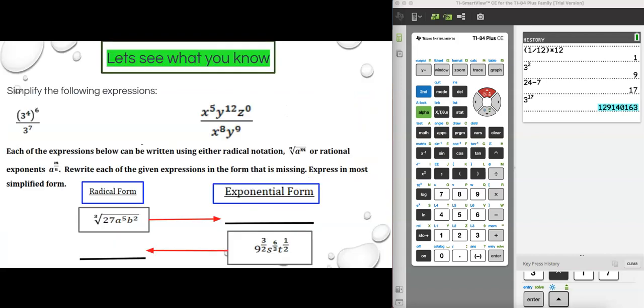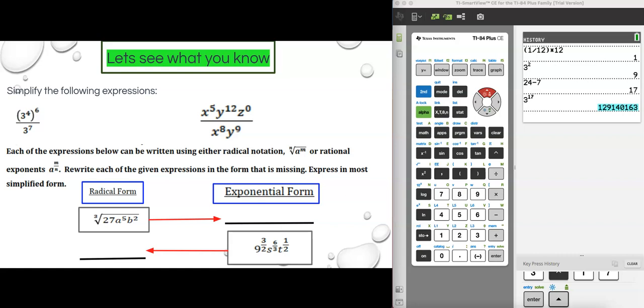So as always, we're going to start with a little warm up just to see what we remember from previous lessons. I'll give you guys a second to try on your own. Okay, so now that you guys have tried some on your own, let's take a look at these.